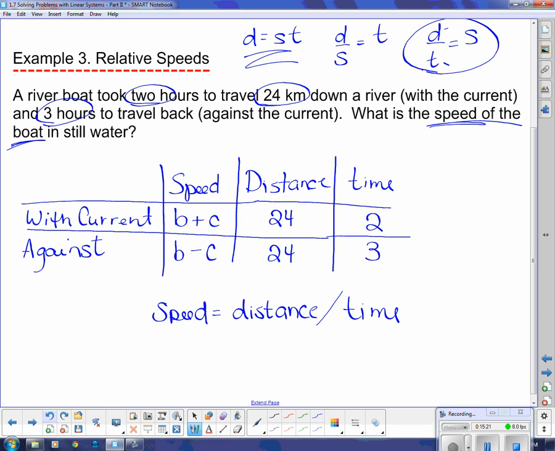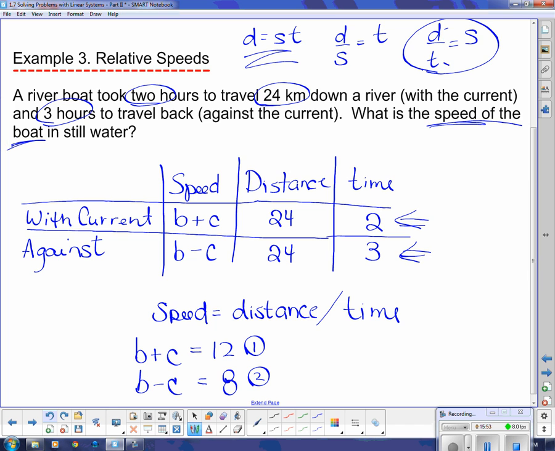And so my equation one is going to come from this first row of the chart, and my equation one is going to be the speed, which is b plus c, equals distance divided by time. Well, 24 divided by 2 is 12. And there's my equation one. Now my equation two is going to come from the second line that says b minus c equals 24 divided by 3. Well, 24 divided by 3 is 8. So that's my equation 2.